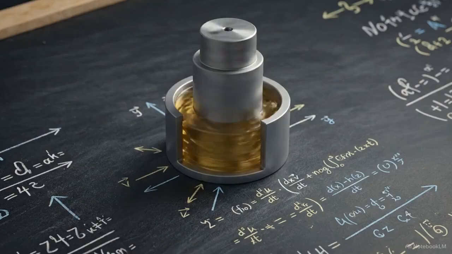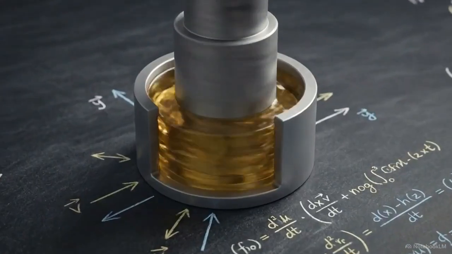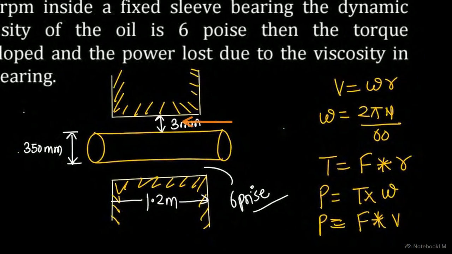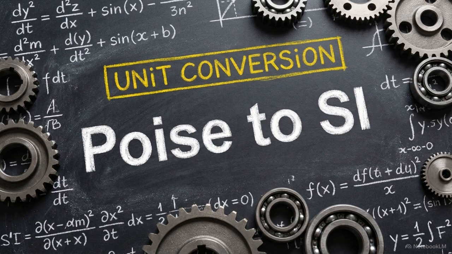Let's put this linear model to the test and calculate the exact shear force inside a high-speed rotating journal bearing. A solid 350mm shaft rotates at 300 RPM inside a fixed sleeve. The 3mm gap is filled with 6 poise oil. We translate this rotational speed into a linear tangential velocity by multiplying the angular velocity by the shaft's radius. Next, we apply our unit conversion rule to the oil. The 6 poise rating is divided by 10, yielding 0.6 standard SI units of dynamic viscosity.